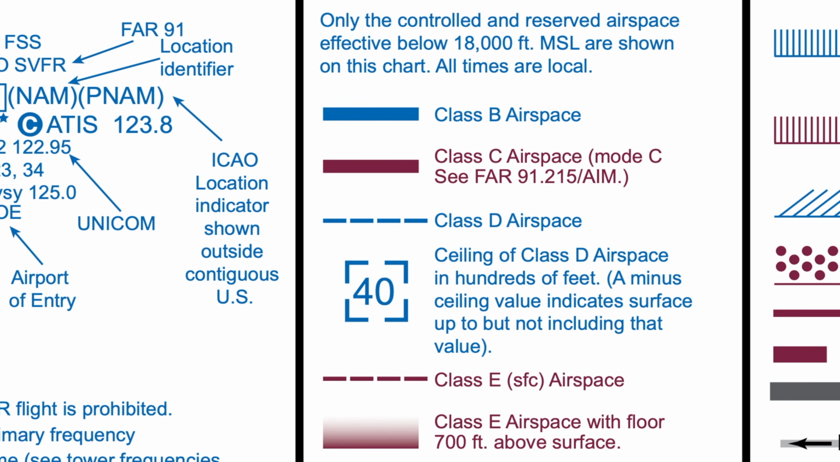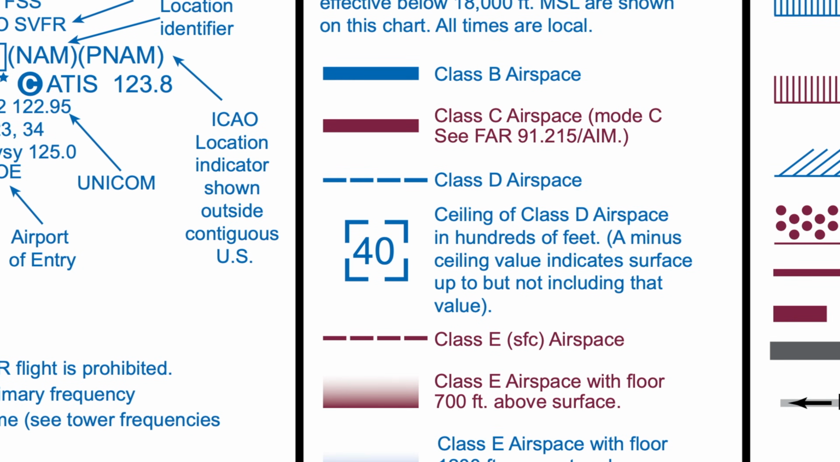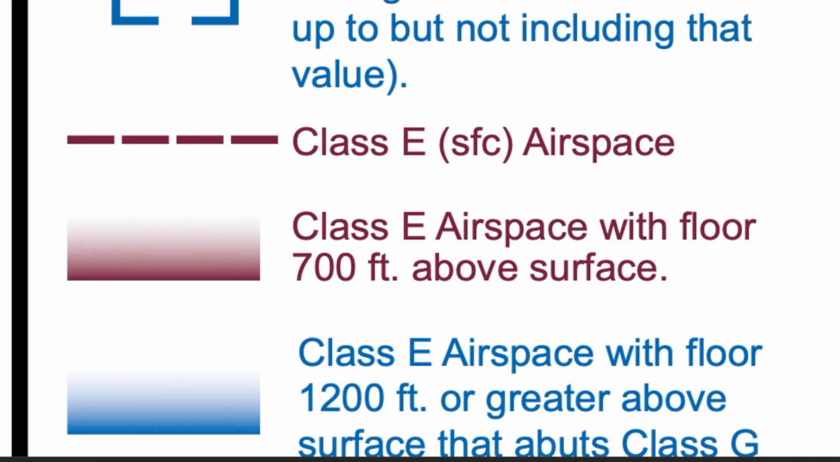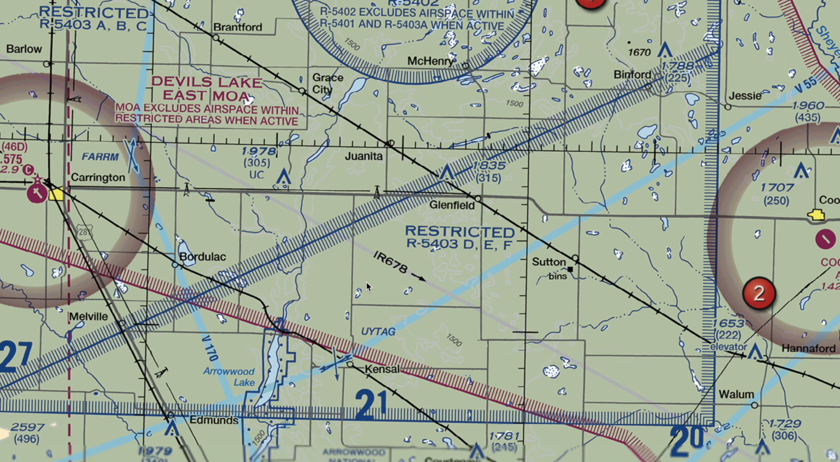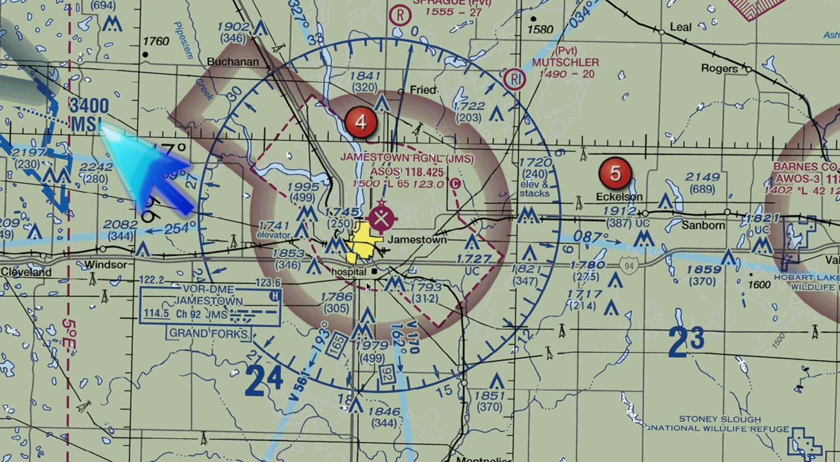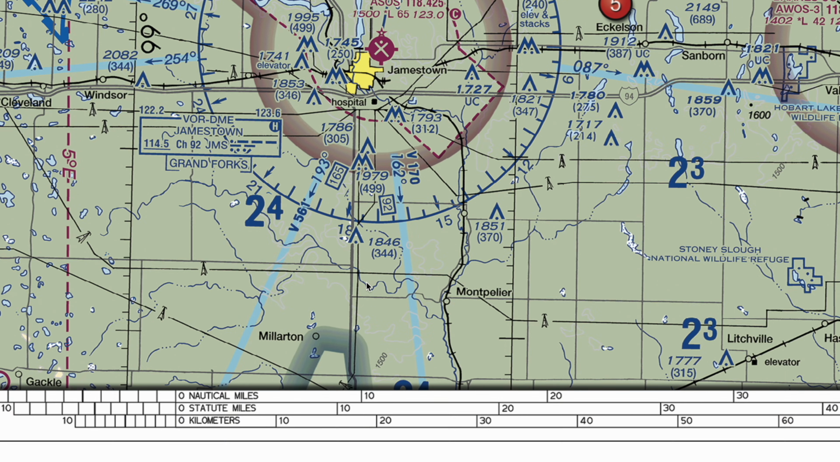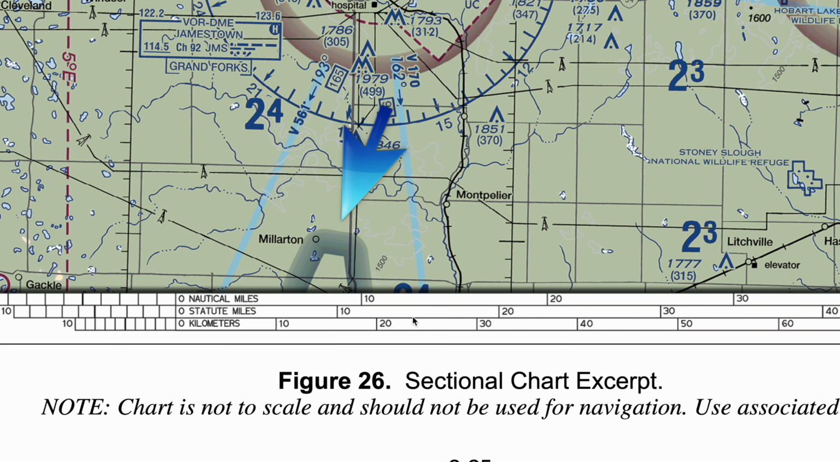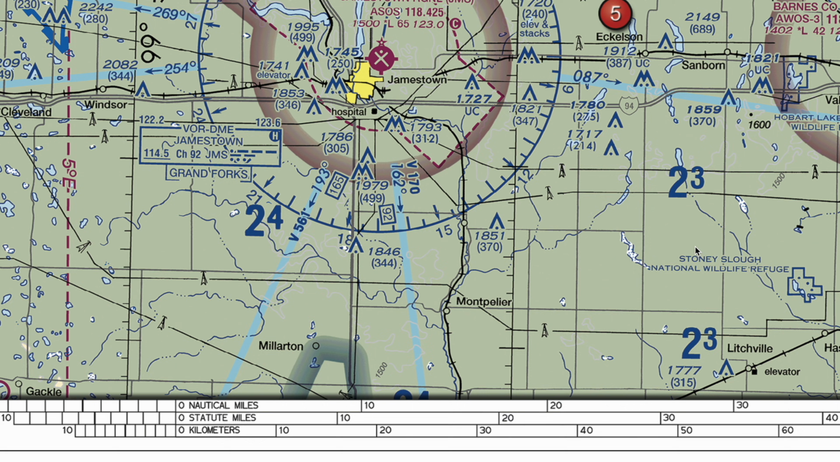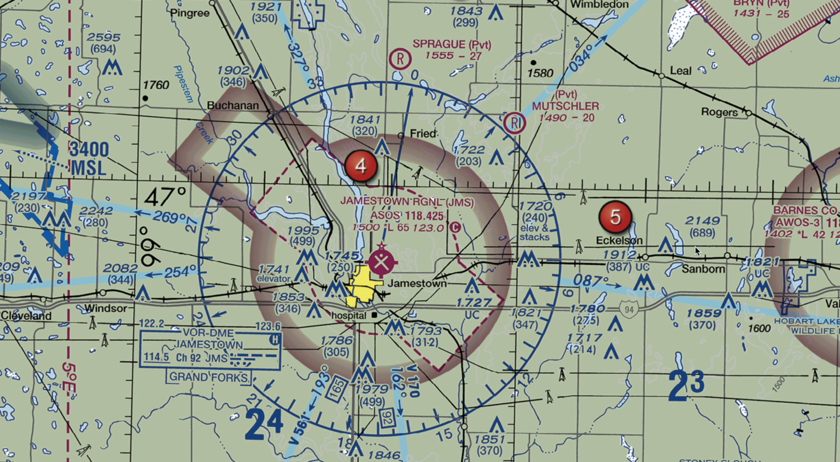Now, here's something to start off the video with an interesting twist. Look at the very bottom. Do you see the shaded blue line that says Class E airspace with a floor of 1,200 feet or greater above? Now, here's a question for you. Have you ever seen a faded blue line around an airport or anywhere on a sectional chart? I bet you haven't, but just so you know, there are some faded blue lines on figure 26 of your testing supplement. These lines are very rare and you'll usually find them in remote areas or military restricted areas.